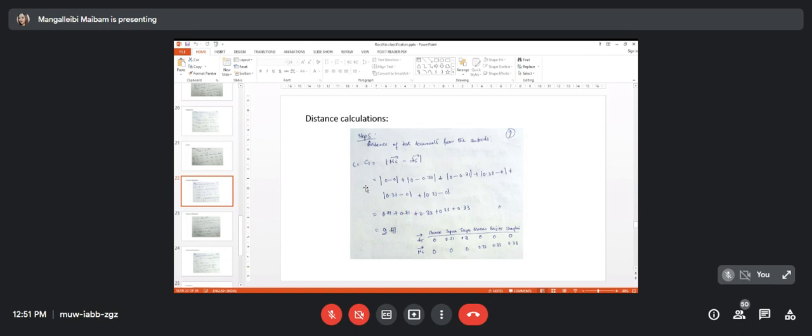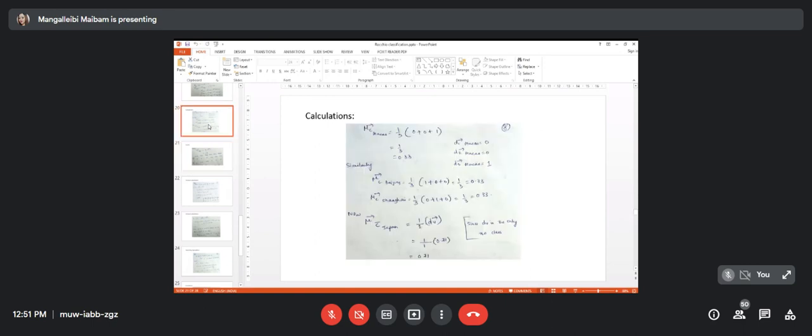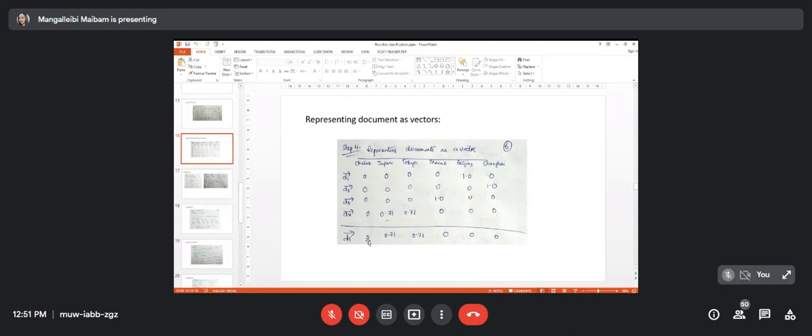After that, we have to find the distance of the test document from the centroid: mu c minus d5, the document as a vector. The values we got for mu c are 0, 0, 0.33, 0.33, 0.33. And for D5, we got 0, 0, 0.71, 0.71, 0, 0, 0. For these two values we have to find the distance, that means subtract.